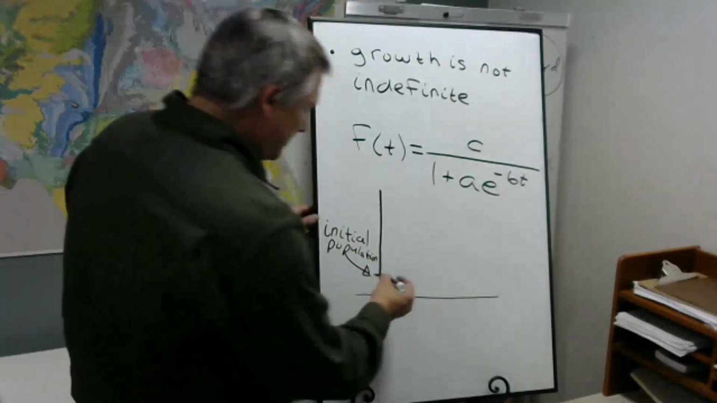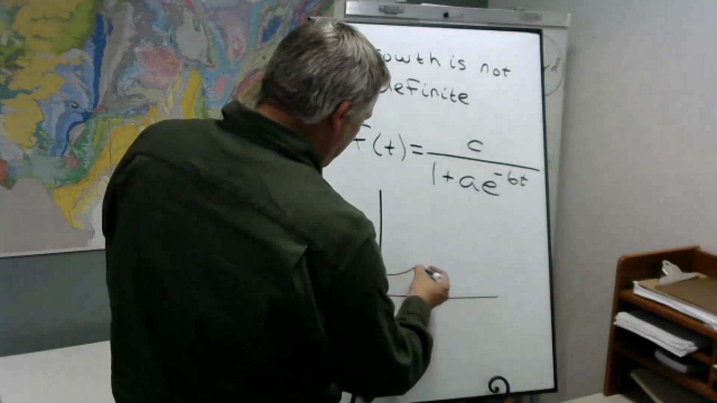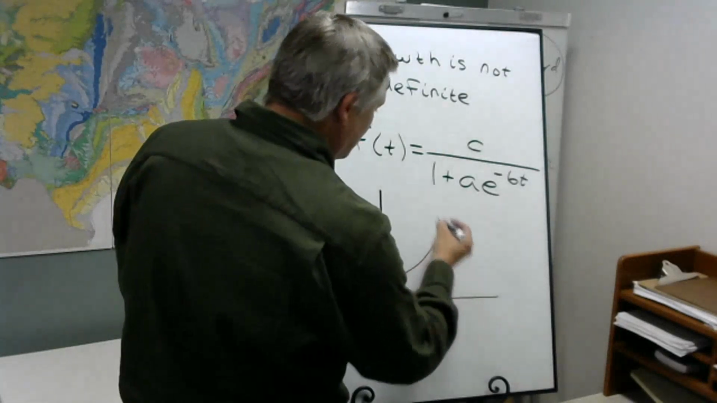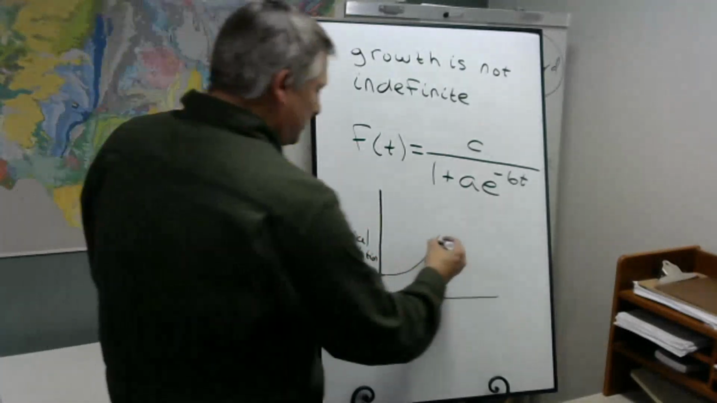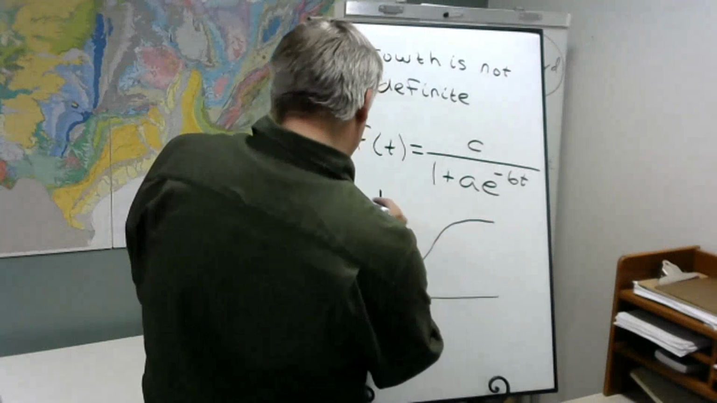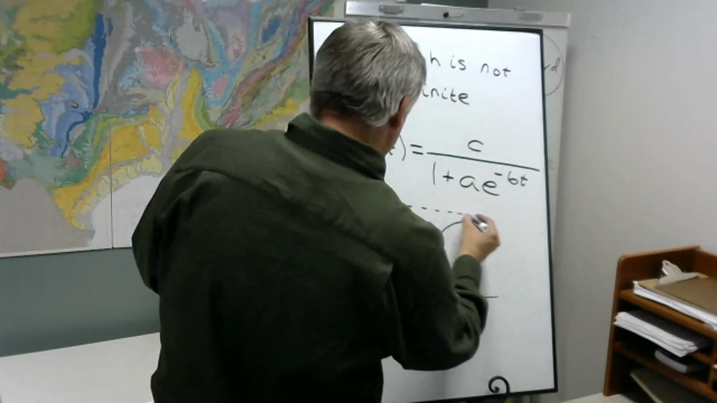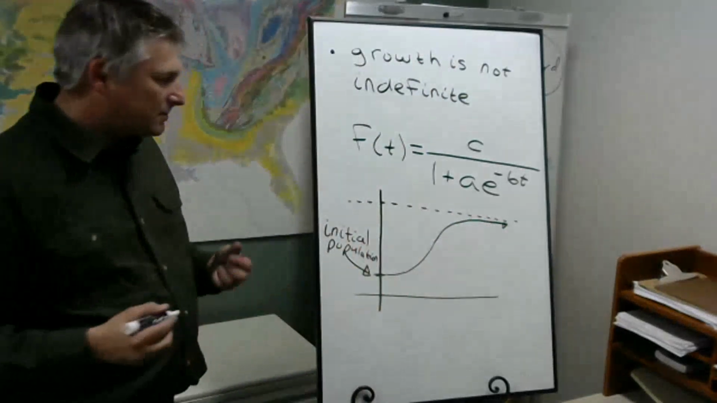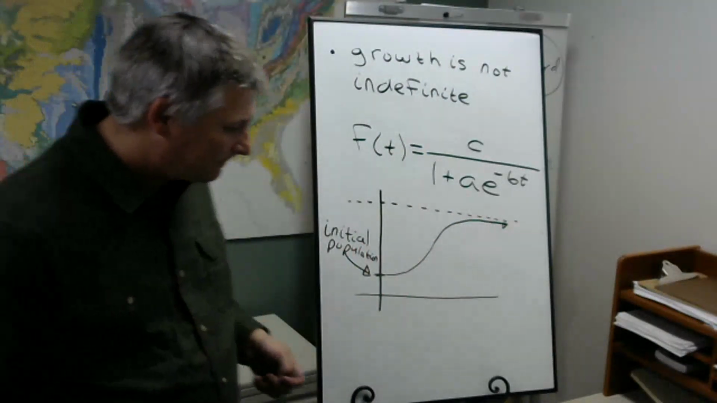And what happens is, sure enough, things grow exponentially. But then they start to decrease the rate. They're still growing, but the rate of growth is decreasing, and then it levels off at a horizontal asymptote. And then you're heading towards a maximum population.